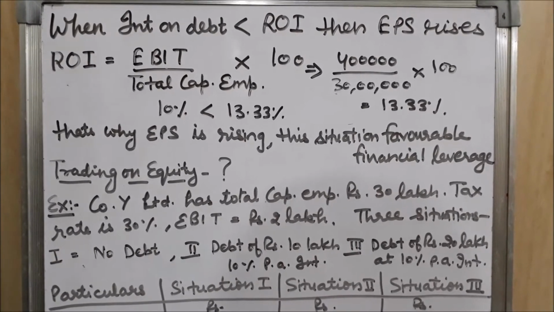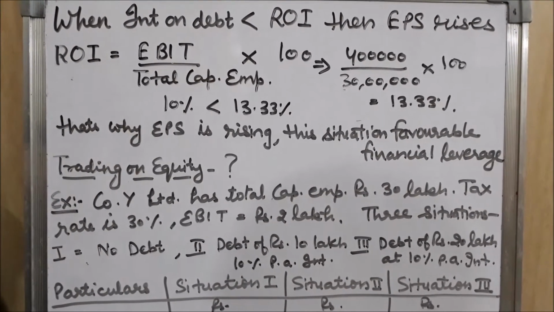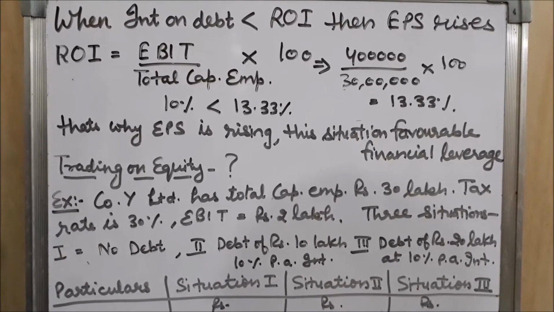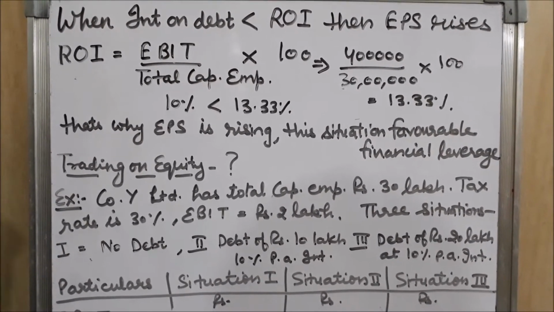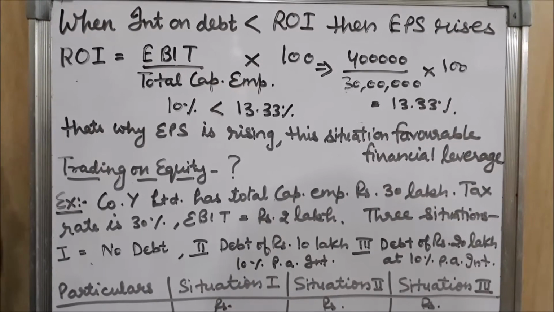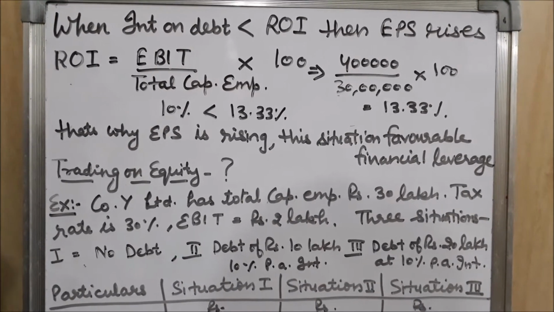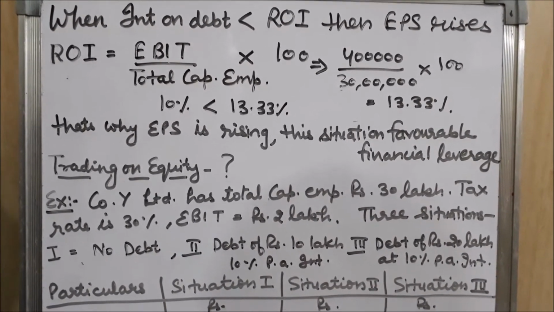Think about yesterday's example. In yesterday's example, I gave you three situations. In the first situation, company X was using only equity. There was not any debt. It means that was not the situation of trading on equity.